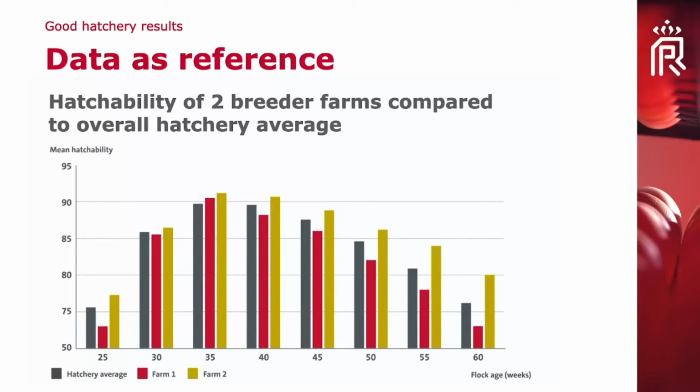If we take a look at farm number 1, the red bar, we can actually see that it has a lower hatchability than the hatchery average. Now this could be a farm that you need to look into. Maybe there's something going on here that you can improve.